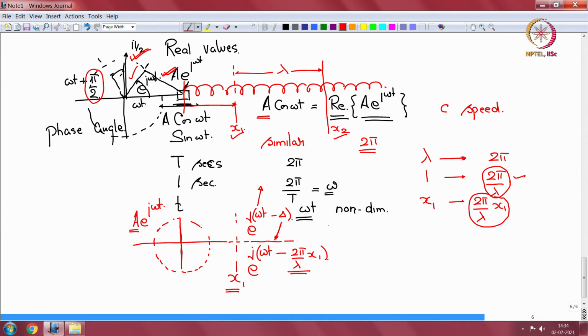Another location x2, let's say, will be seeing e to the power j omega t minus twice pi by lambda into x2. And similarly, if there was a point lambda away from x1, e to the power j omega t minus twice pi by lambda into lambda distance. So it will be seeing, let's call it x1 plus lambda.